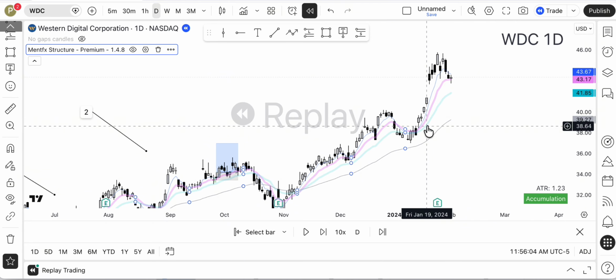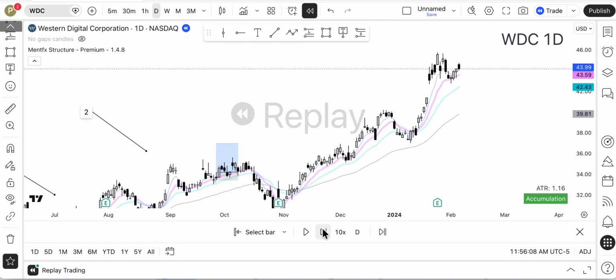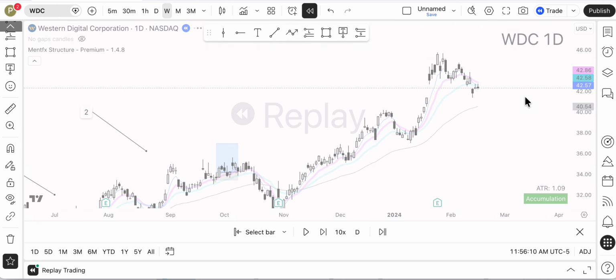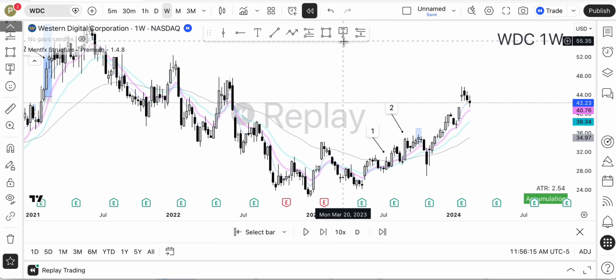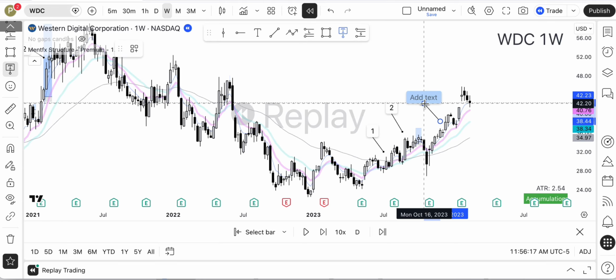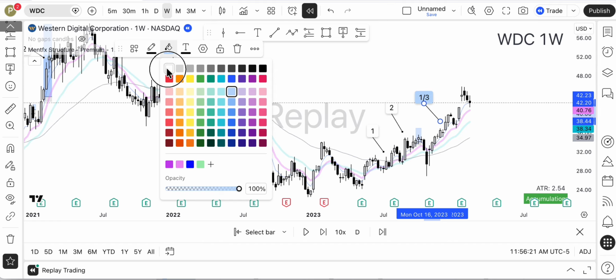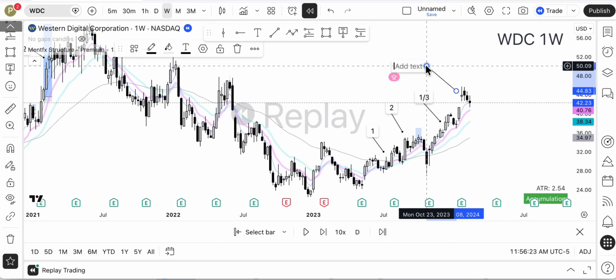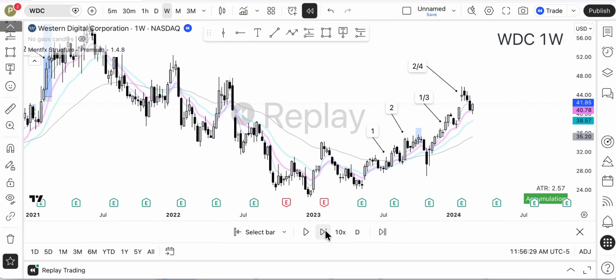Okay. That would be MMB2 because this would be MMB1. No entry for me. This would be MMB. This could be like 1 or 3. And this would be like 2 or 4. I don't take trades on MMB4, so unfortunately, I have to stay out of it.